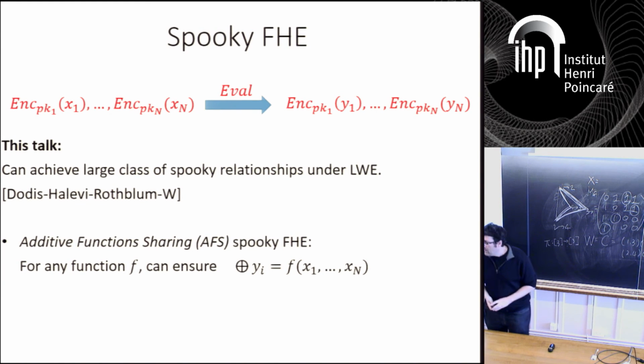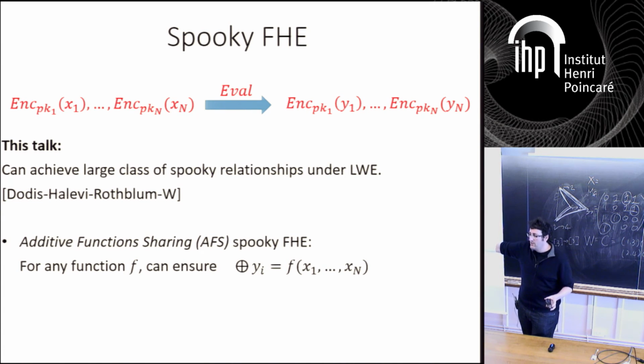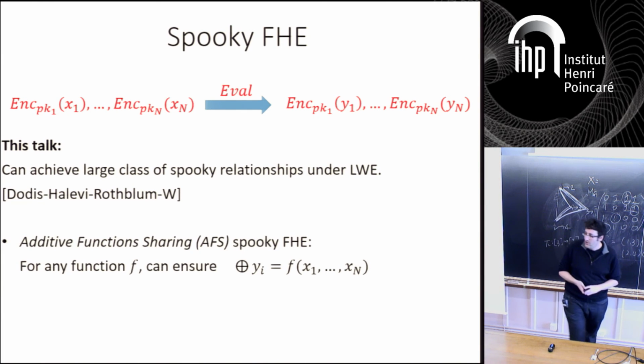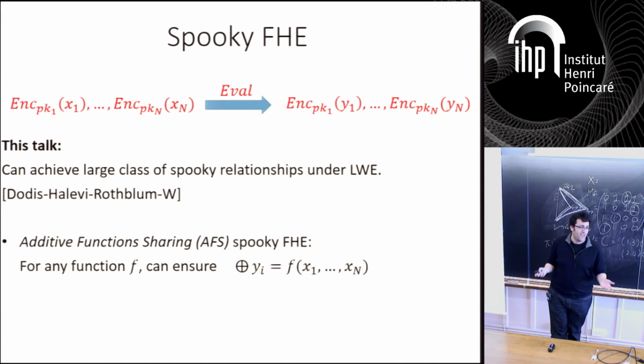So any subset of n minus 1 of the y's should not reveal any information about the output. That's right. Exactly. On the other hand, all n together should reveal the information. That's right, but there might be other spooky relationships that are not of this form. I'm not claiming that this captures all spooky relationships, all relationships which are neither local nor signaling. But it's a large class of them, and we'll see that this actually has some application.